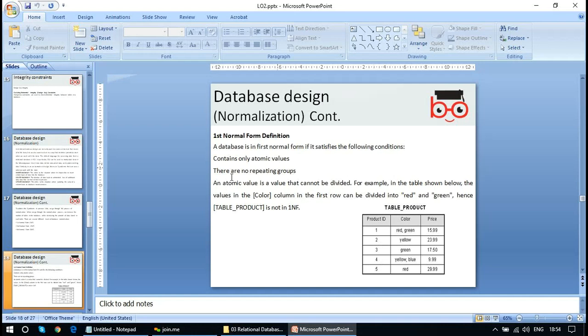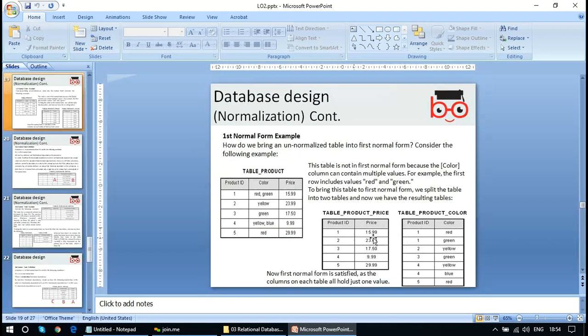The first rule is that your table should only contain atomic values. So if you have this situation, you need to create an additional table with colors, like product ID 1 has red, product ID 1 has green, 2 yellow, and 3 green, 4 yellow, 4 blue, 5 red. Now you can see that you have created an additional table so that you can fit the atomic value here.